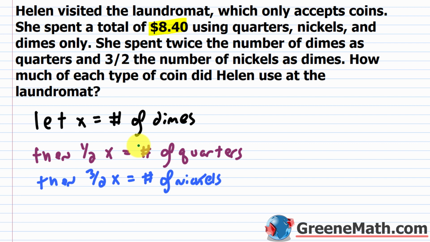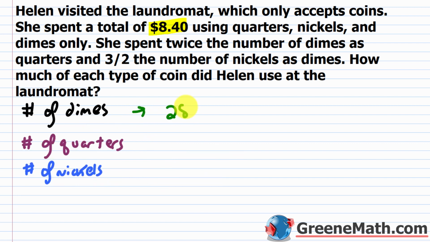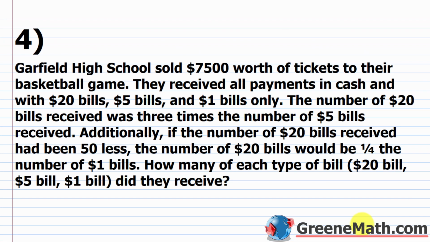And let me actually write the answer in here. So this was 28, and then this was 14 because it was half, and then this was 42 because it was 1.5. Okay, reading back through again, you just want to check the other stuff. She spent twice the number of dimes as quarters. So here's quarters, it's 14. Twice that number is 28, so that checks out. And then the other part, 3/2 the number of nickels as dimes. When I look at the dimes as 28, 3/2 that number would be 42, so that part checks out as well. So this would be our correct solution. The number of dimes would be 28, the number of quarters would be 14, and the number of nickels would be 42. All right, let's take a look at problem number 4.